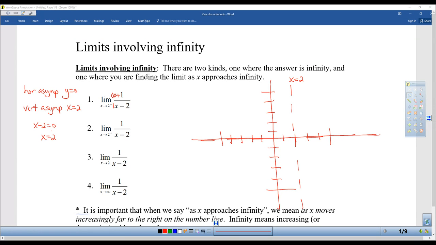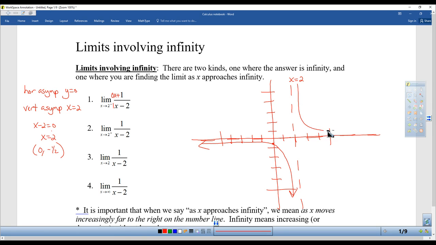So I usually just plot 1 point. We're just trying to make a sketch really fast. I'm going to pick 0. When I put a 0 in, I get negative 1/2. Honestly, that's just enough for me to make an entire picture of this thing.